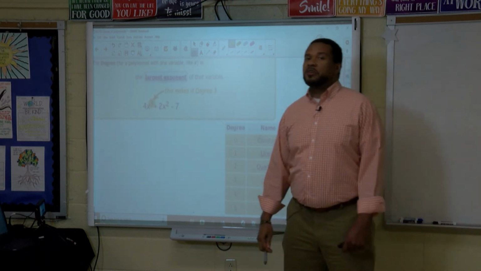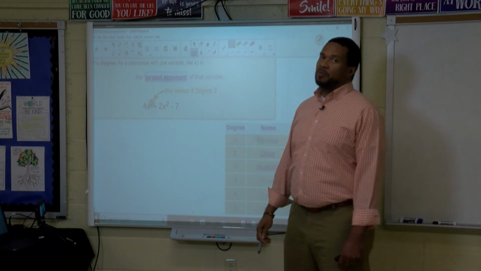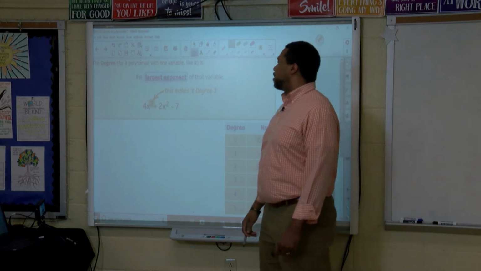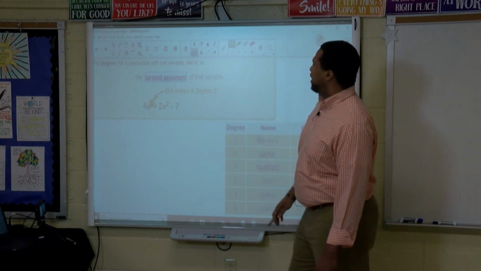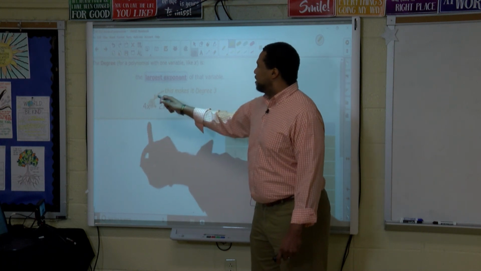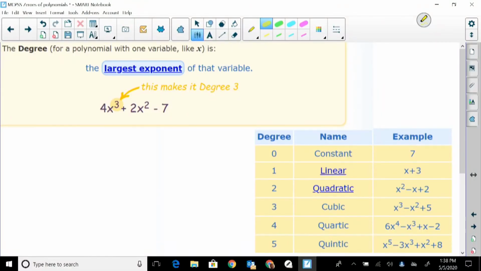To graph polynomials, we must know the degree of the polynomial. The degree of a polynomial is the largest exponent of that variable. In this example, 4x to the third plus 2x squared minus 7, the degree is 3 because it is the largest exponent of this variable.